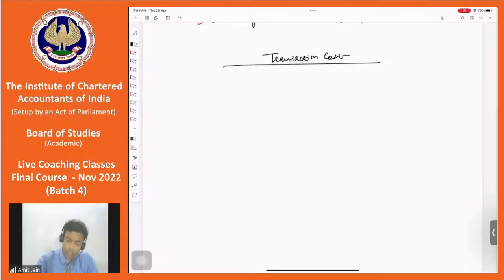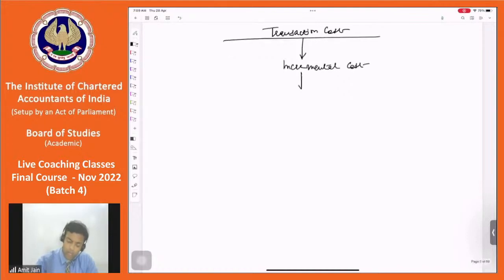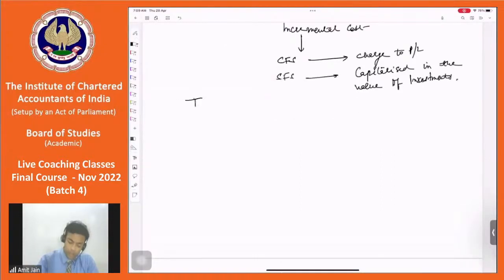Transaction cost, right? What we said in the last class, it is an incremental cost. It will be charged to P&L in the CFS, and in the SFS, it will be capitalized in the value of investments. Correct? What are the examples of transaction costs? Recall Ind AS 109. Transaction cost.